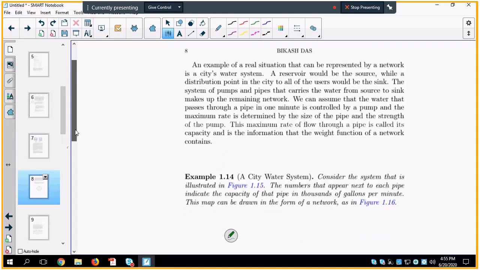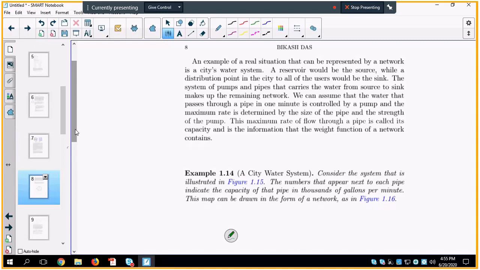Such a graph will be called a network, or such a system. An example of a real situation would be a city's water system. Then the reservoir would be the source, while some point of distribution in the city would be the sink. The system of pumps and pipes that carries the water from the reservoir to the distribution point will make up the network. We can assume that the water that passes through a pipe in 1 minute is controlled by a pump with a maximum rate determined by the size of the pipe and the strength of the pump. The maximum rate is called its capacity, and this is the information that the weight function will contain.